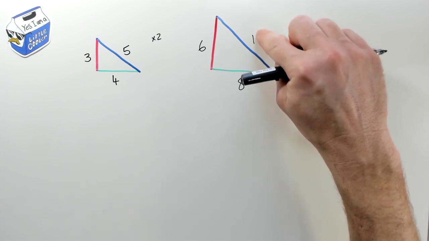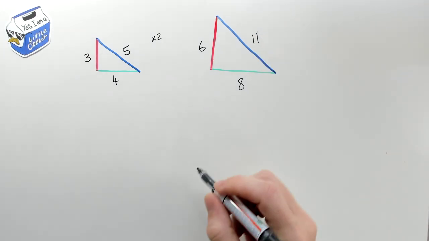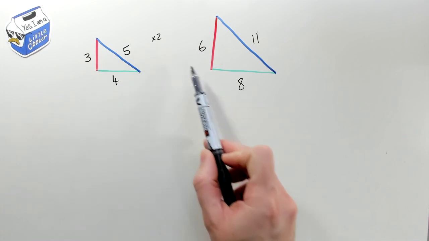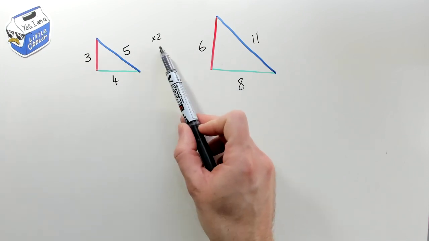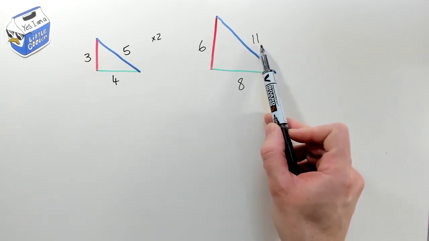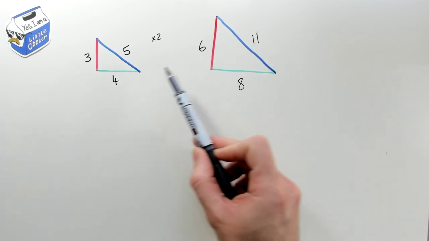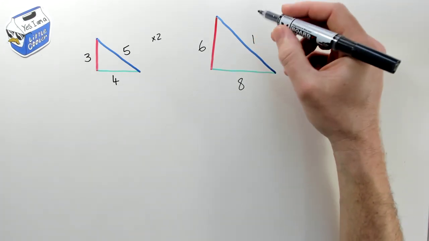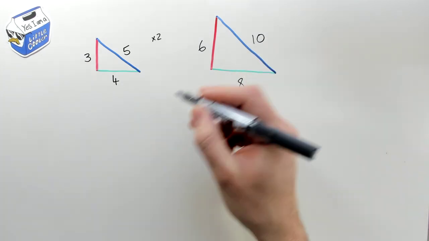If this was maybe an 11, you'd say, well, 3 times 2 is 6 and 4 times 2 is 8, but 5 times 2 is 10, not 11. So this means these two shapes will then not be similar. It's not a very difficult concept, it just means that they are in relation to each other.